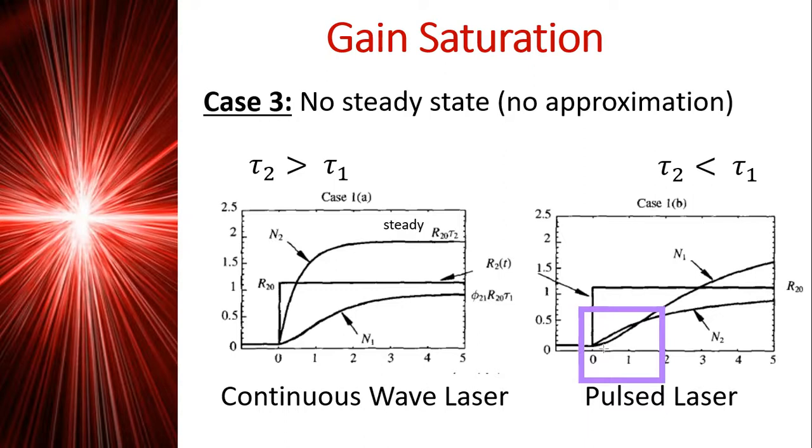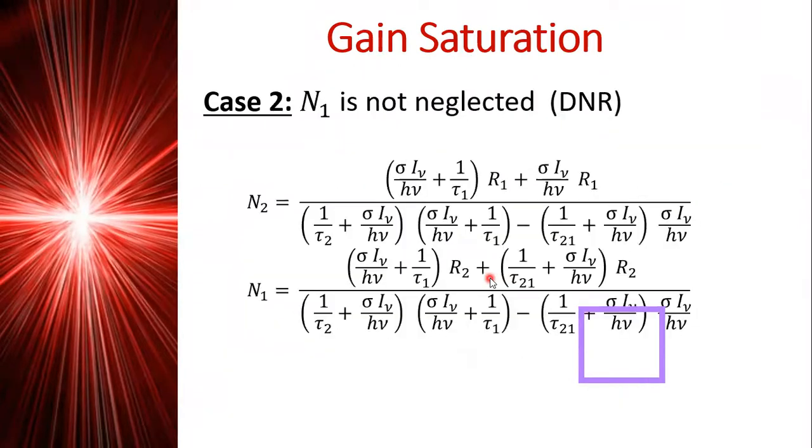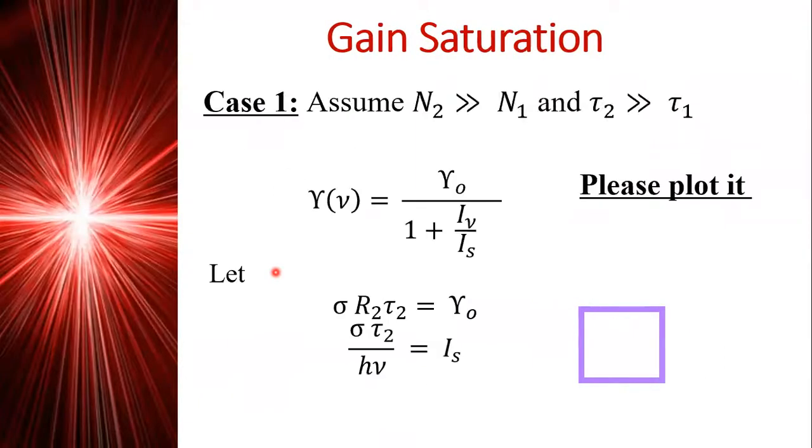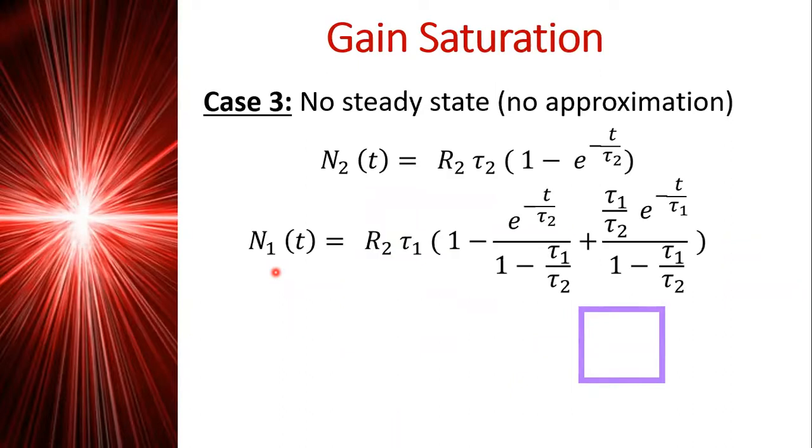In this area, N1 is greater than N2. As you can see, in this area, N1 is greater than N2. So where is the problem with having an N1 greater than N2? If you have a good memory, you will answer it quickly. This is simply a problem because the condition for a gain is to have N2 all the time greater than N1. So whenever N1 is greater than N2, you will not have a gain, you will not have a laser.